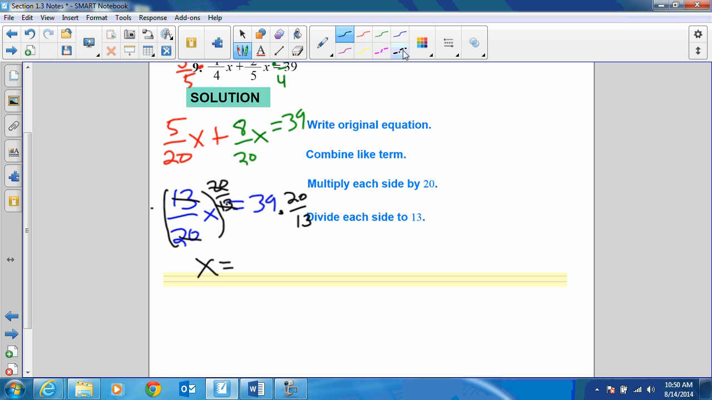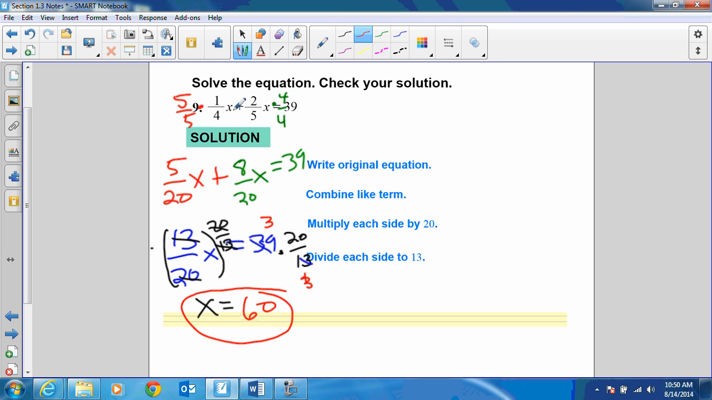Okay. On the other side, this isn't the one where I'm going to do 39 times 20 and then divide by 13. I'm going to recognize that 39 and 13 have a common factor. 13 goes into 39 three times. So I can reduce that down to 3 and that down to 1. So the 1 really doesn't even matter anymore. Okay, so now I have 3 times 20, which is 60. So x equals 60.